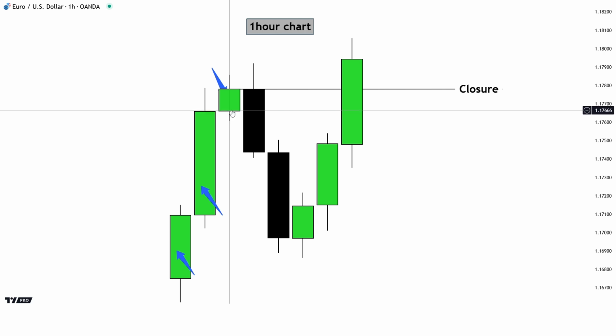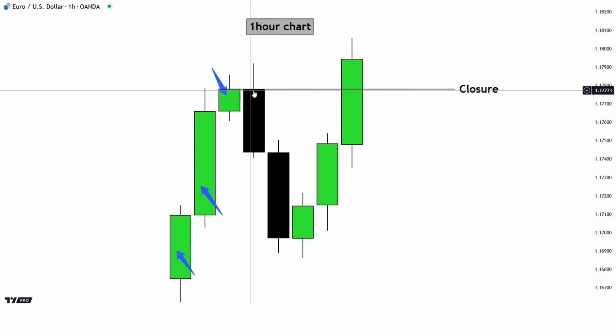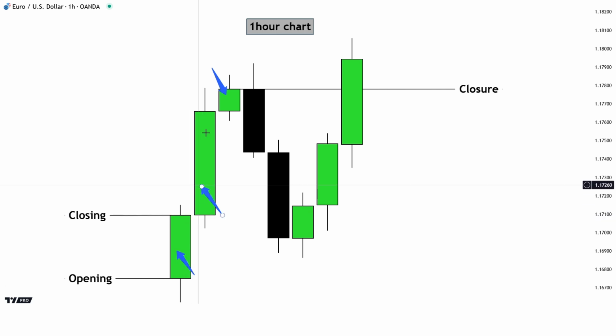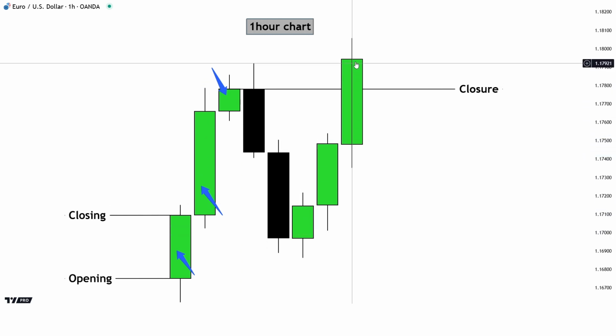So the candle closure is where a candle closes and the next candle opens. This is the opening price, the price where a new candle starts. And this is the closing price, the price where this candle ends. So this is the candle closure. Here, here, here, here, here, here, and here.